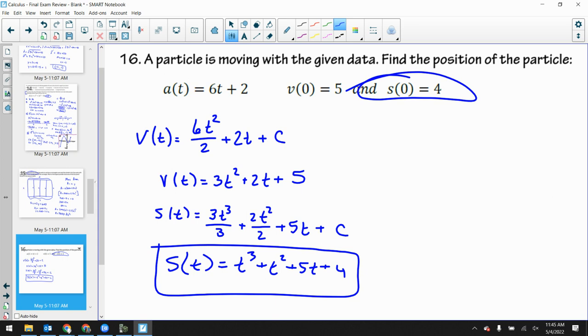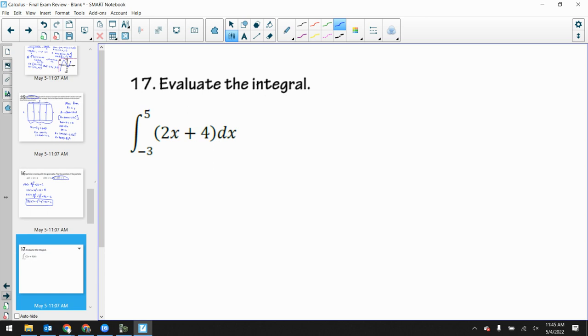All right, let's evaluate the integral for number 17. 2x plus 4 dx from negative 3 to 5. A definite integral here, right? I can just find the antiderivative and then plug in. So we have 2x squared over 2 plus 4x. Do I need the c value on the definite integral? No. I can go from 5 to negative 3. And remember, it's always top minus bottom. Let's reduce that really quick. So that's x squared plus 4x, negative 3 to 5.